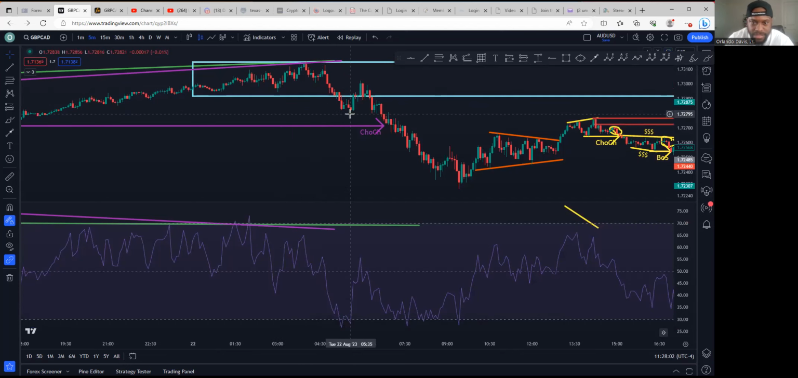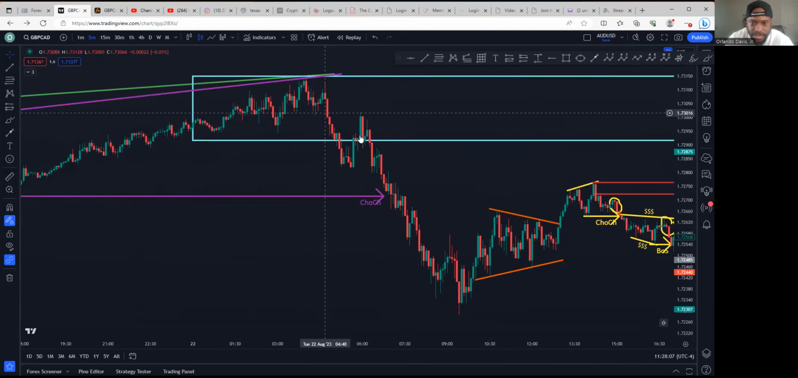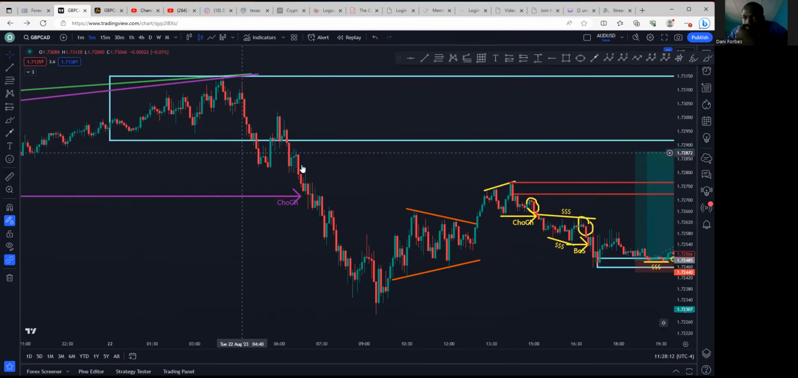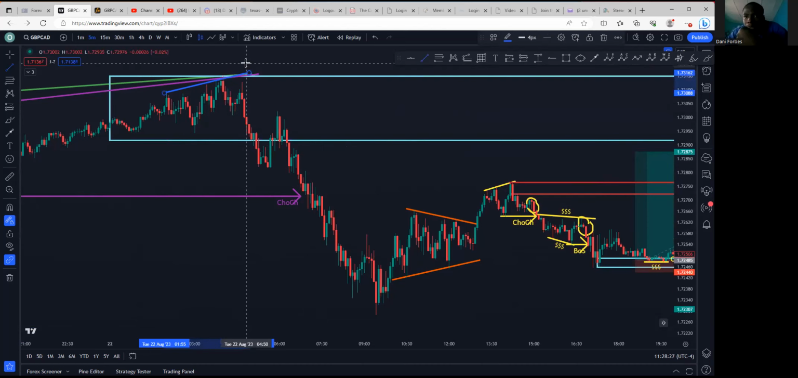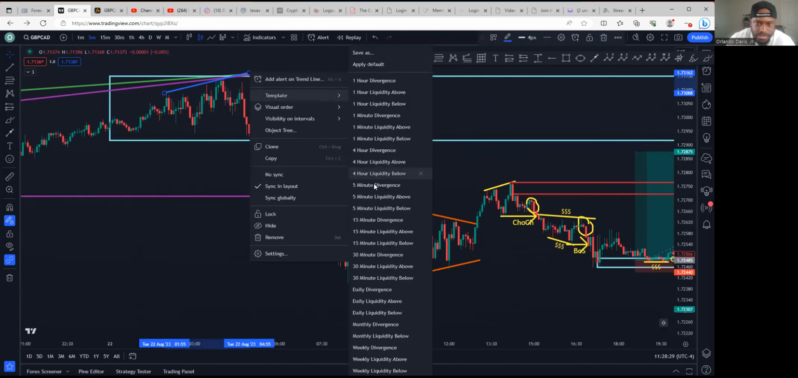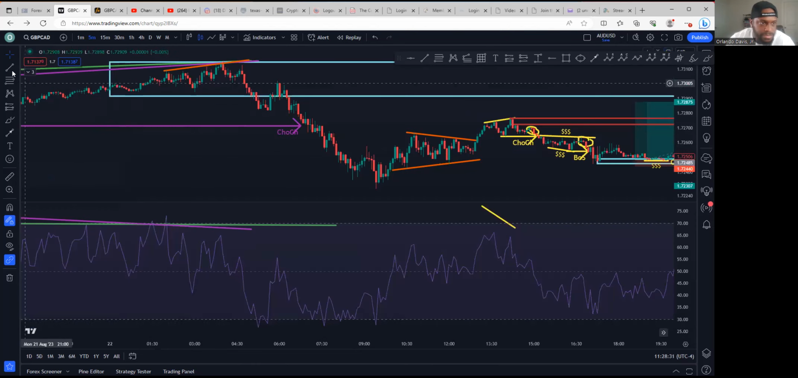Once price changed character, did it come back and mitigate the supply zone? No, it did not. So then it consolidated and then what? Broke lower. So guess what? This right here is the triangle, right? Of the second imbalance, right? Let me draw it out. So here's the deal. Here's your 5 minute divergence. I'm going to turn it orange. 5 minute divergence. Here's your change of character right here.